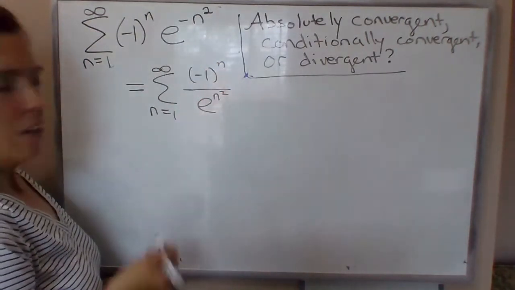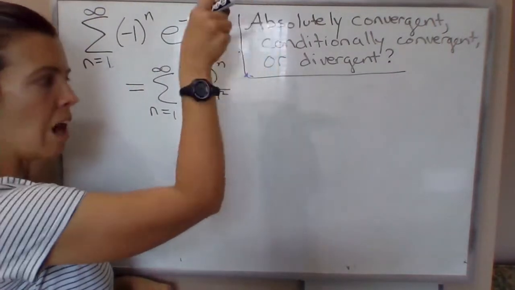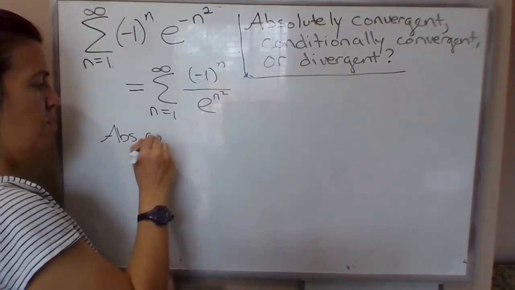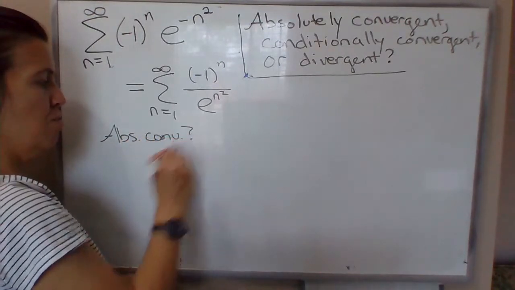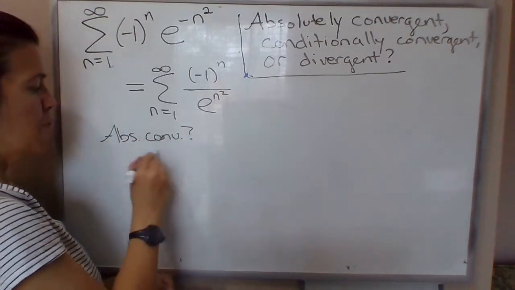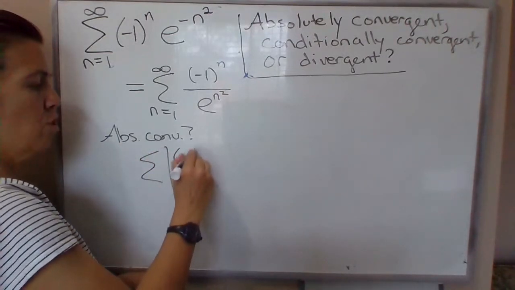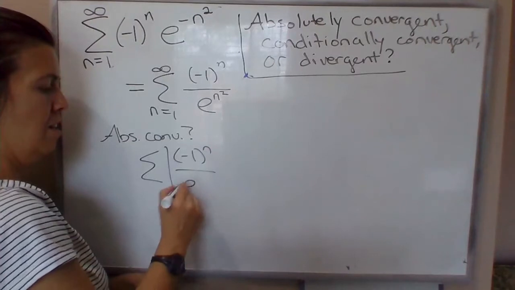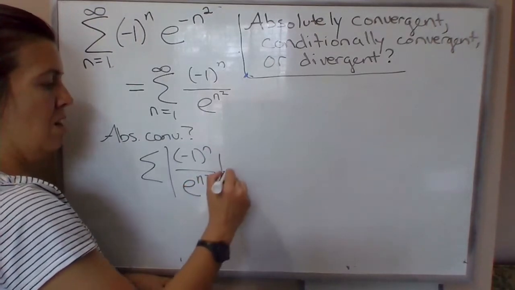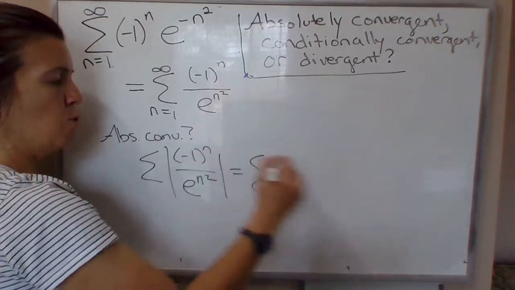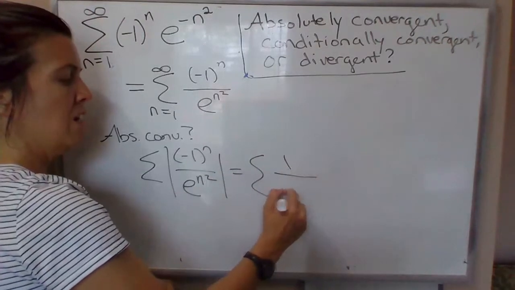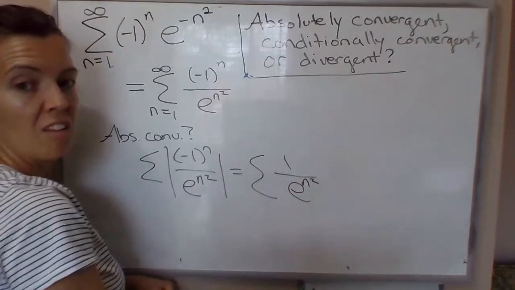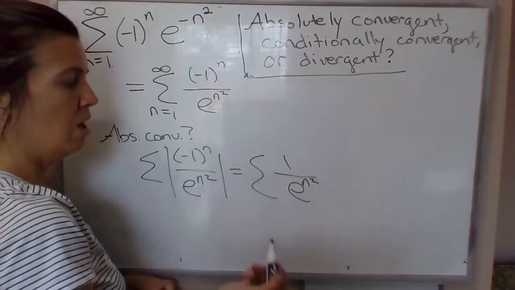Okay, start at the highest level. Is it absolutely convergent? So if we take the absolute value of the terms in this series, oops, that should be e to the n squared, then that's going to be, remember, absolute value of negative 1 to the n, that's just 1. E to the n squared is always a positive number, so the absolute value is just going to be that same expression, e to the n squared.